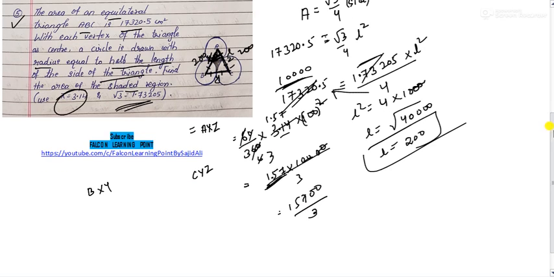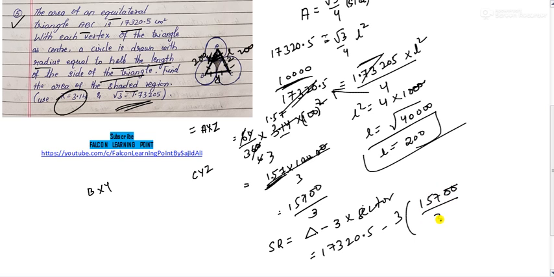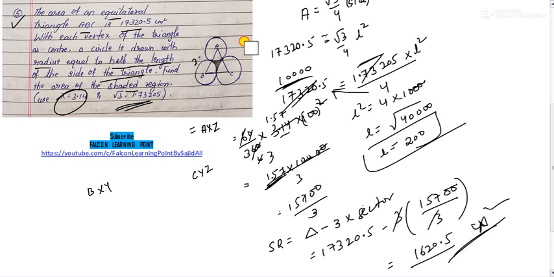Now to find the area of shaded region, we have to do area of triangle minus 3 into area of those sectors. So triangle area is, they have already given 17320.5 minus 3 into sector, which just now we have written 15700 divided by 3. So these two will get cancelled, and here after solving you will get 1620.5 centimeter square. Okay, so even this is very simple, you just have to understand and do it.